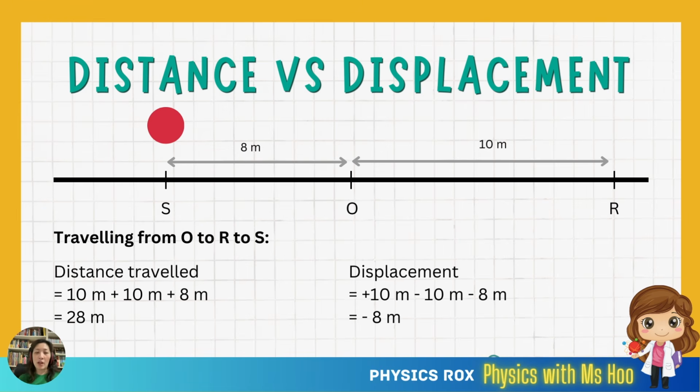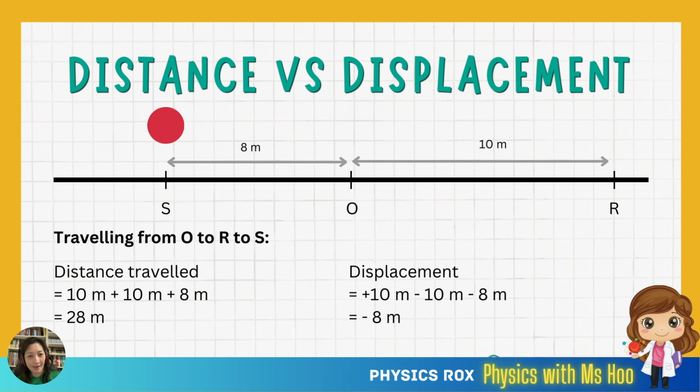As you can see, when the object moves from O to R and back to O, the value cancels itself out because it goes there and comes back, and then moves backwards again an additional 8 meters. And that's why you end up with a displacement of negative 8 meters. So this proves mathematically how we get the value of the displacement.